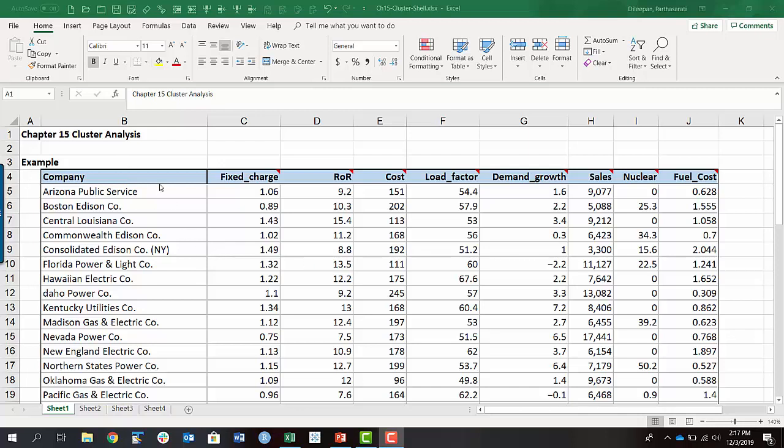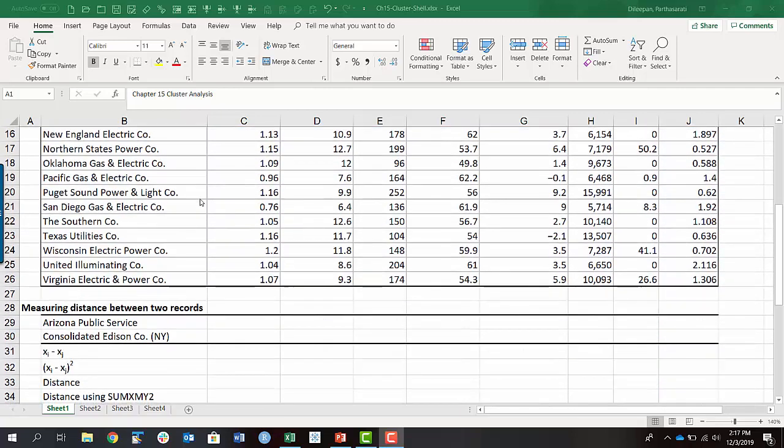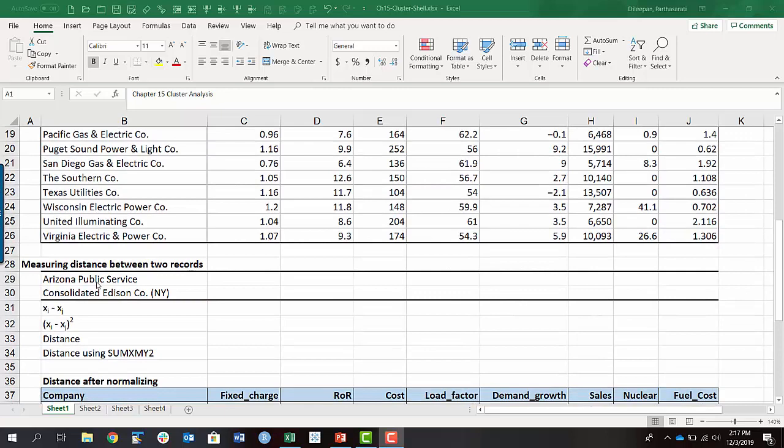Okay, so here is our data, and this is in the shell file. You need to download this file from Canvas and do the work along with me. So here is the data set, and suppose we want to find the distance between two records.